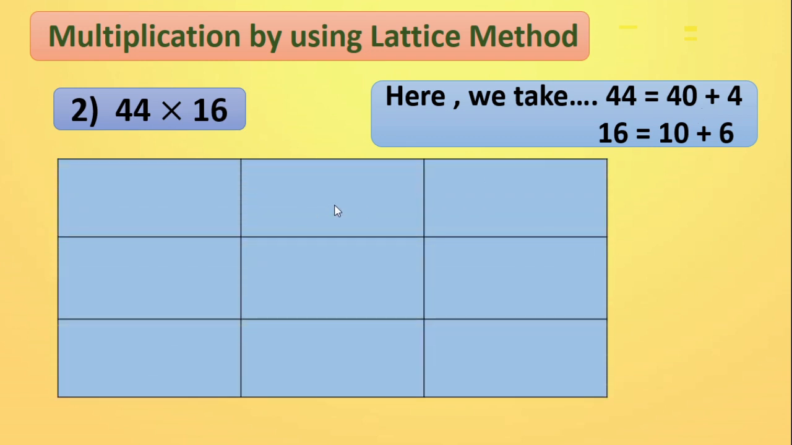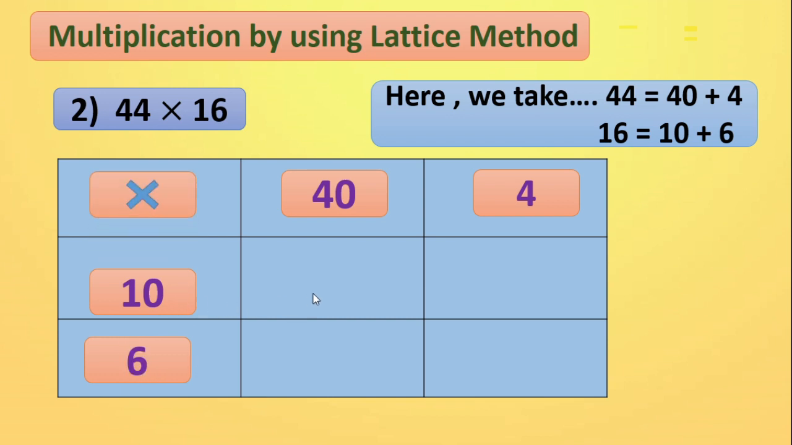Now we will write here 40 and 4 and here 10 and 6. Right? Multiplication sign. Now we will find out the answer for these multiplications. See here. Okay, first we will go for 10 multiplied by 40. Simple method is 10 4s are how much? 40.